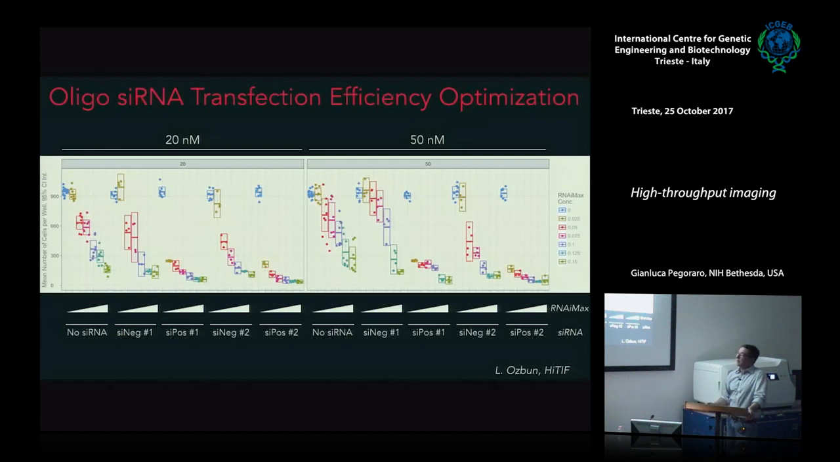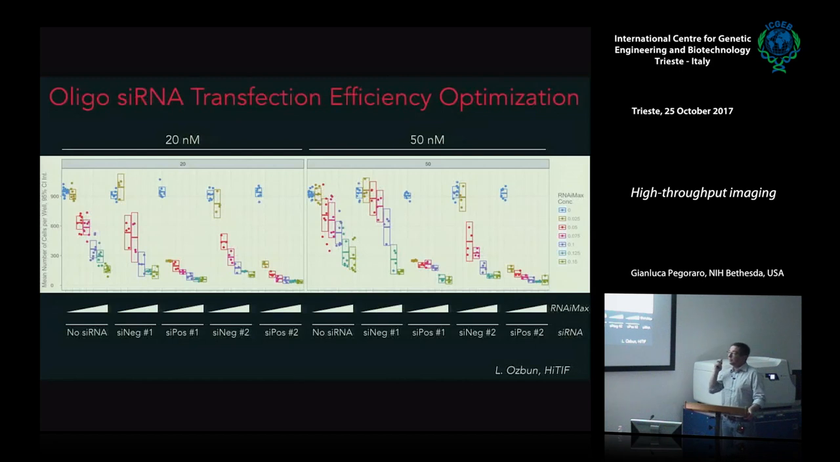So we have a no siRNA, two different negative controls, and two positive controls. Positive controls here are two siRNAs that are expected to kill cells. This is a phenotype, like many others. It's actually a pretty simple phenotype to measure. We can just quantify the number of cells that we can image on a per well basis.